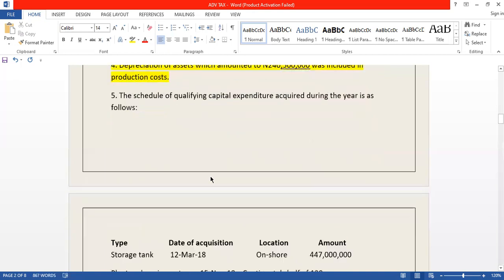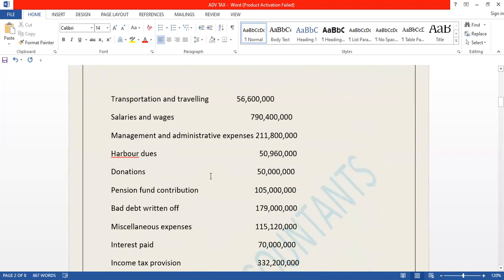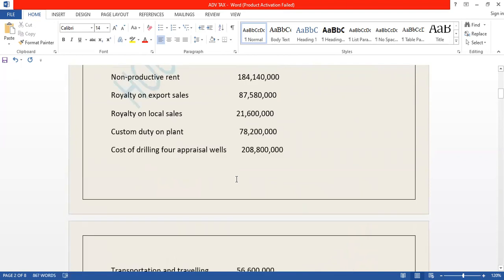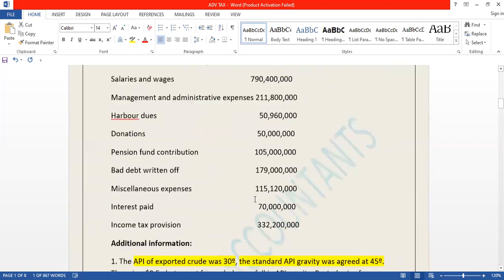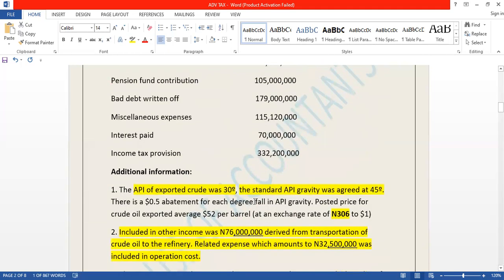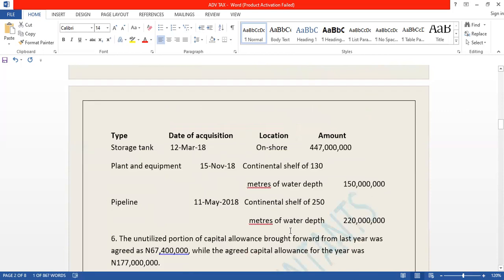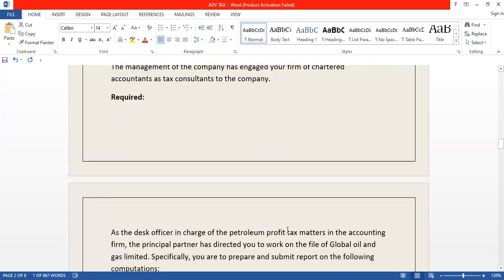I think that one has been well treated. Let's see that again. That has been well treated initially. So 256 was the other income, and they said transportation. So transportation is not a direct business of petroleum, but that transportation aspect will be regarded as other income. Then they said related expenses was also included in operation cost. So I think that figure is okay with that. So let's go to the next one.